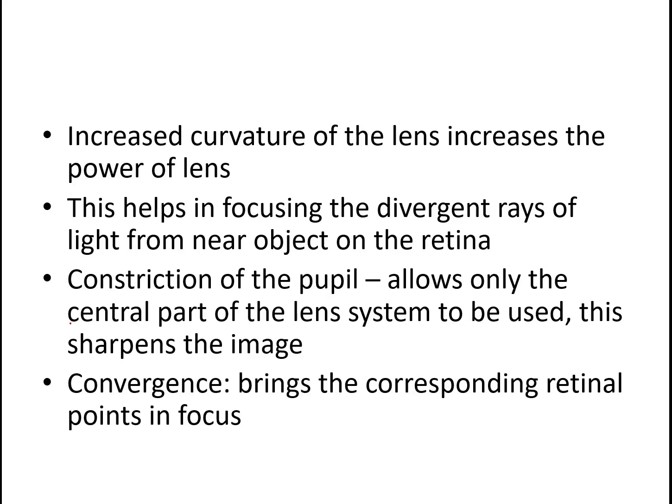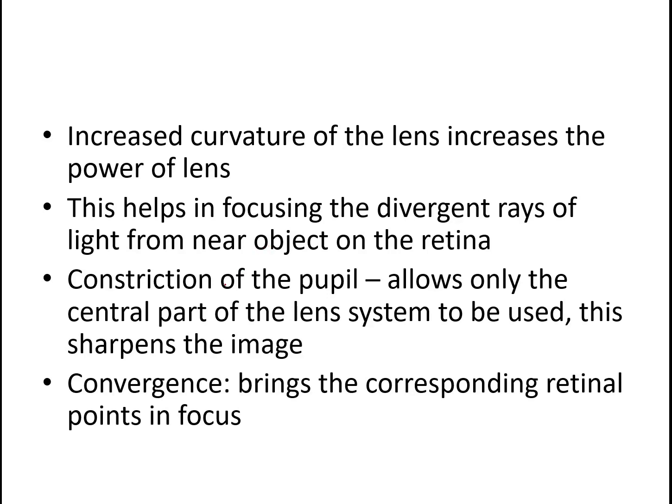So now how exactly this increased curvature of the lens works is, increased curvature of the lens increases the power of the lens, and this helps in focusing the divergent rays of light from a nearby object onto the retina. So I told you the power of the lens has to increase when a person is trying to see the nearby object, because the nearby objects will give diverging rays of light. So all this has to be focused onto the retina. So that is why this increase in curvature of the lens helps in focusing these divergent rays of light onto the retina.